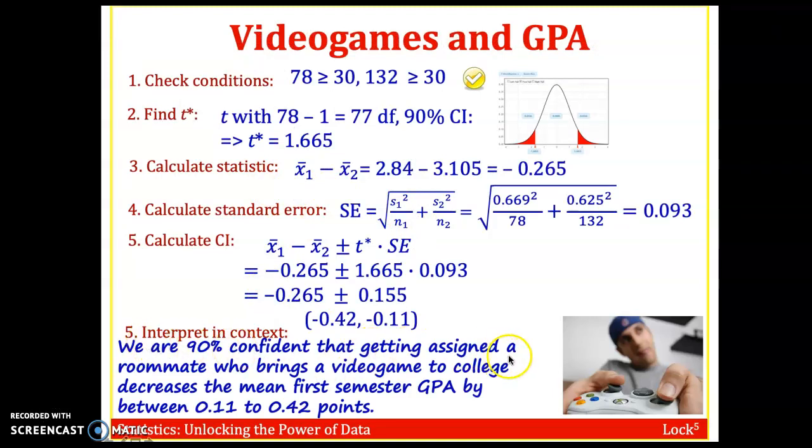We're 90% confident that getting assigned a roommate who brings a video game system to college decreases the mean GPA by these two values. So the wording is slightly different, but the context, the setup's still the same. It's better to not have a video game system for your GPA, at least in the first semester of college.